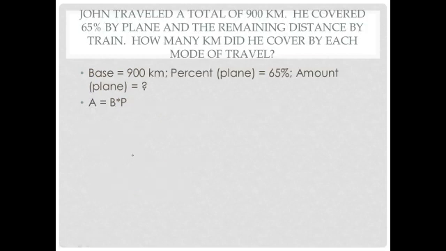All right. John traveled a total of 900 kilometers. He covered 65% of that by plane and the remaining distance by train. How many kilometers did he cover by each mode of travel? Well, we can find the amount covered by one form or the other by using amount equals the base times the percent. So let's find the amount he covered by plane first of all. We know the base or the total amount was 900 kilometers, and the percentage of that by plane was 65%, which again is the same thing as 0.65.